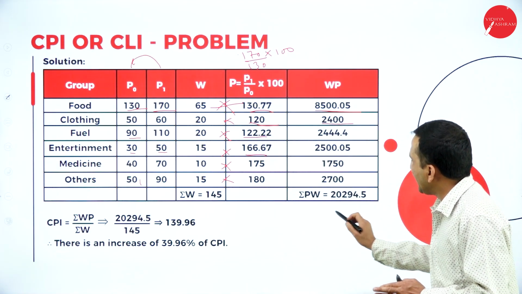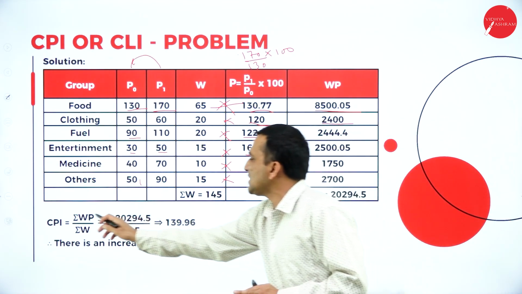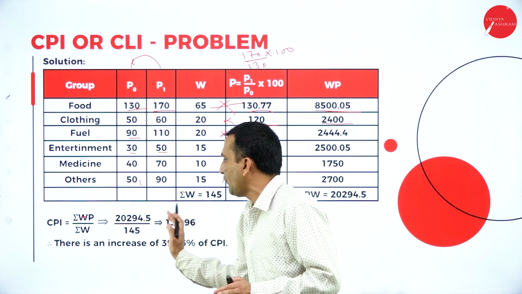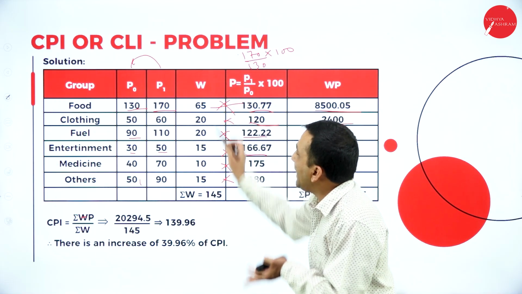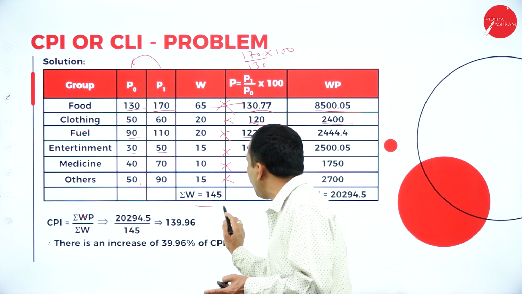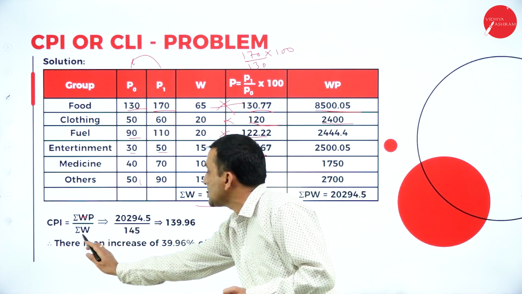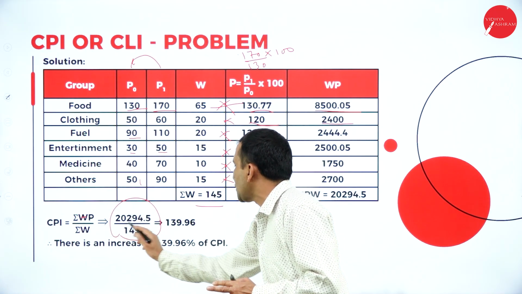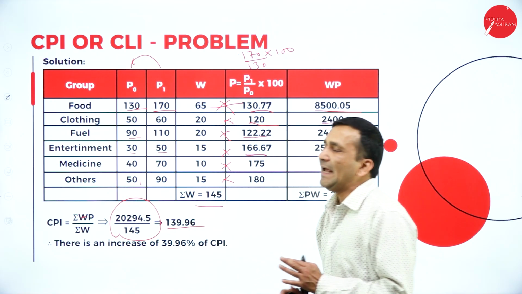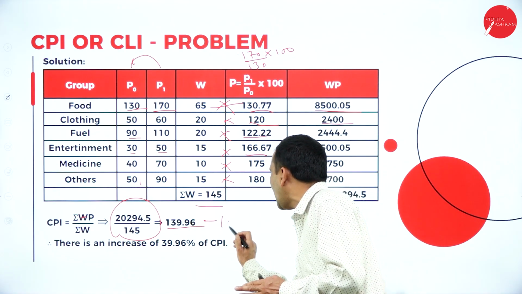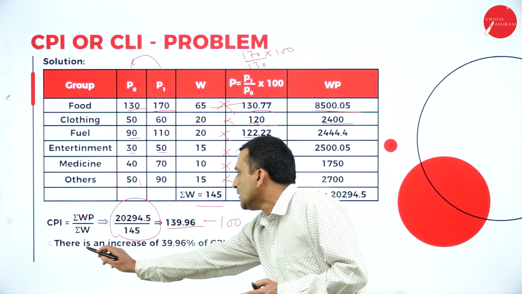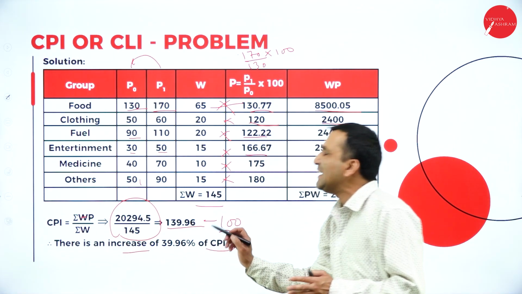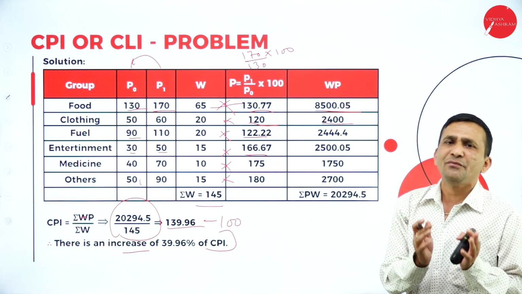So if you take the total according to the formula sigma WP, we got the value 20,294.5 divided by the weight given in the question. Directly we can take this total, which is nothing but sigma W, 145. After simplification, we are getting 139.96. Again, we need to subtract 100. So the difference is an increase of 39.96% in the cost of price index or cost of living index.